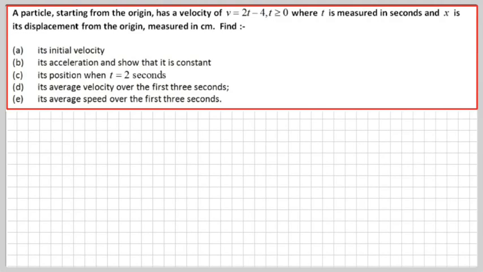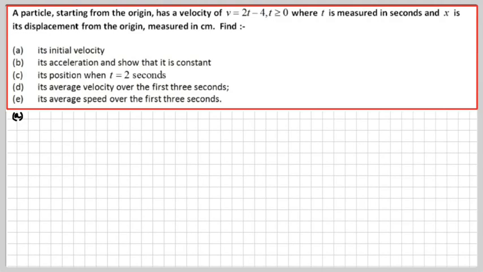Yeah, so don't worry if you don't understand what I'm doing. I'm just going to do it anyway because it's a typical kinematics question. Part A. Now what have we got here? A particle starting from the origin has a velocity of v equals 2t minus 4, where t can't be negative and is measured in seconds, and x is measured as a displacement from the origin in centimetres. Find the initial velocity.